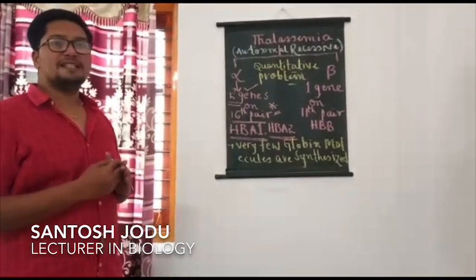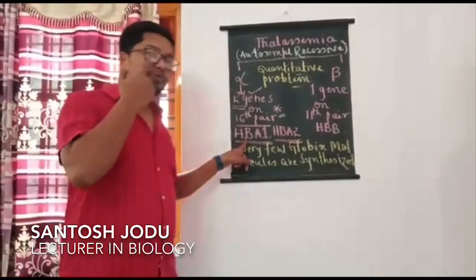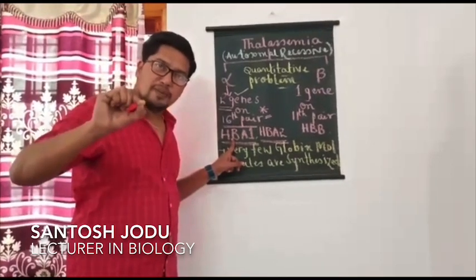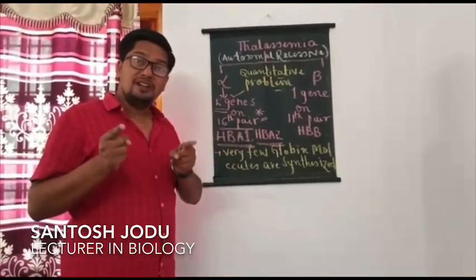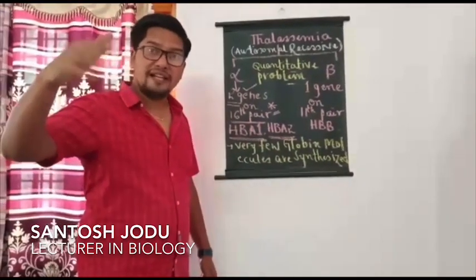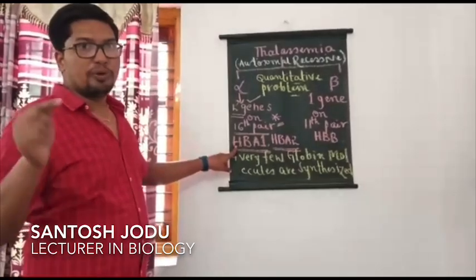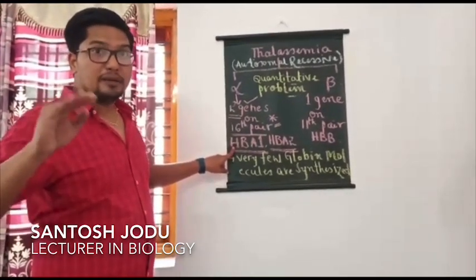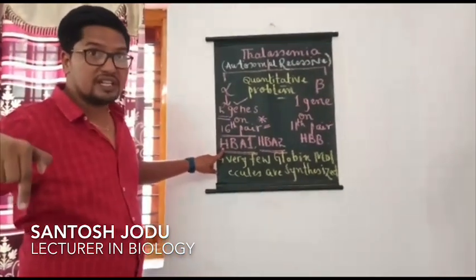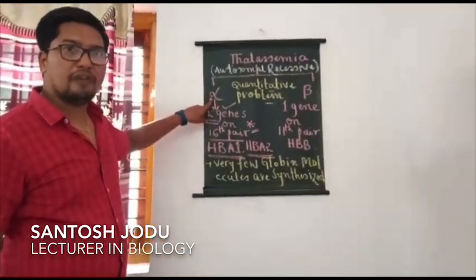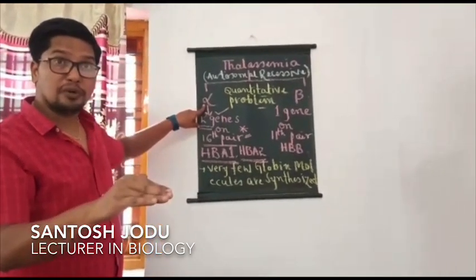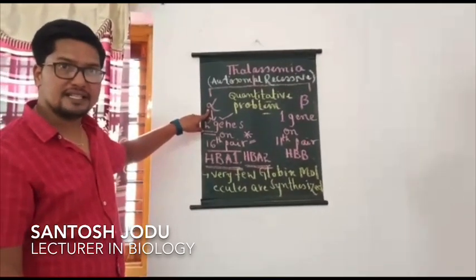And why is alpha thalassemia caused? You know, 2 genes means 4 alleles, right? So alpha thalassemia is because of mutation in the alleles of these 2 genes, or direct deletion of the alleles. So mutations on alleles, or deletion of one or more alleles of these 2 genes, may result in the formation of alpha thalassemia. So what does it mean? The number of alpha chains produced itself gets decreased.